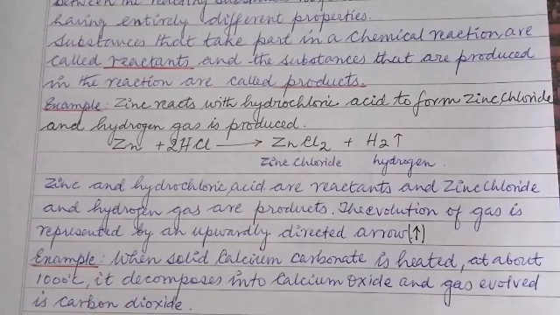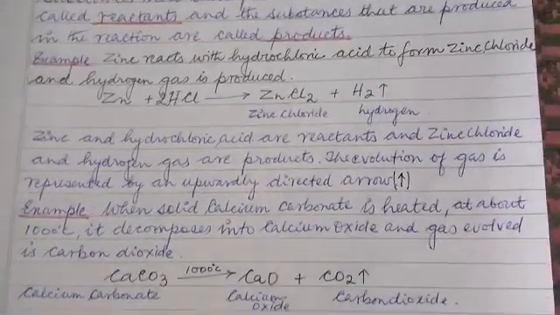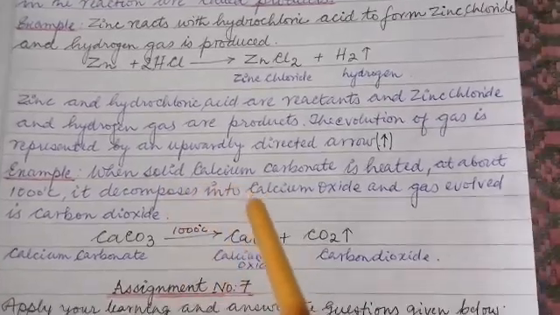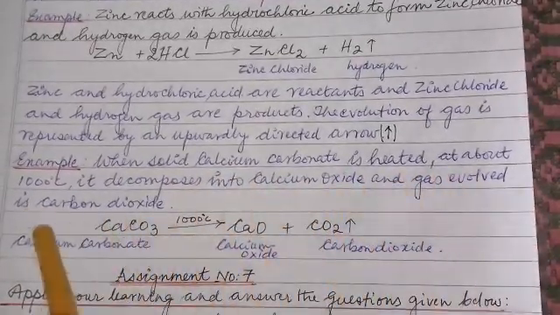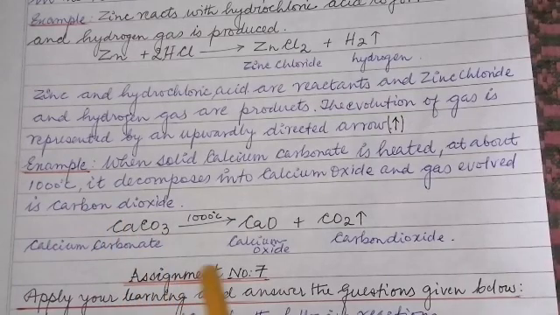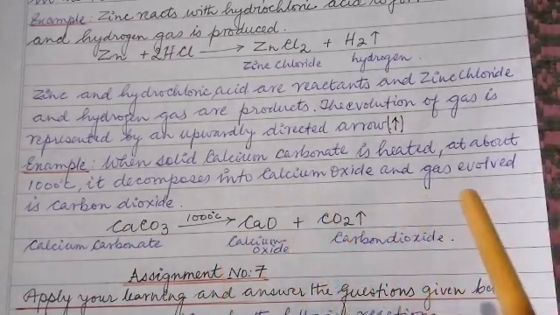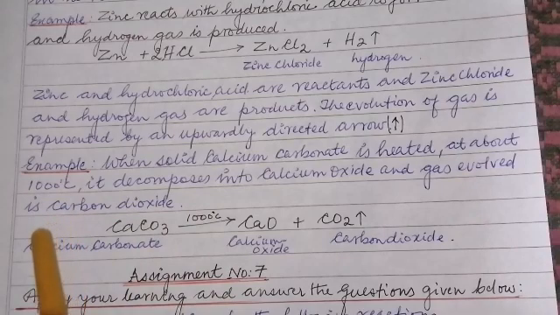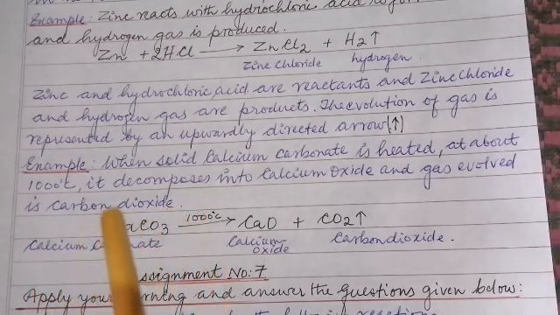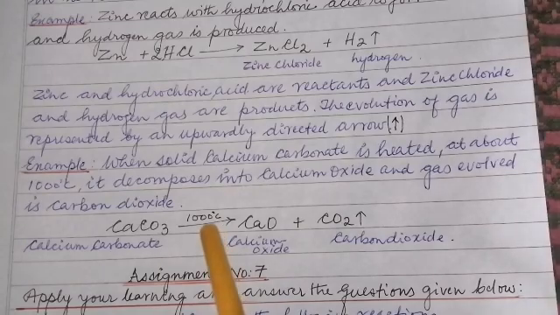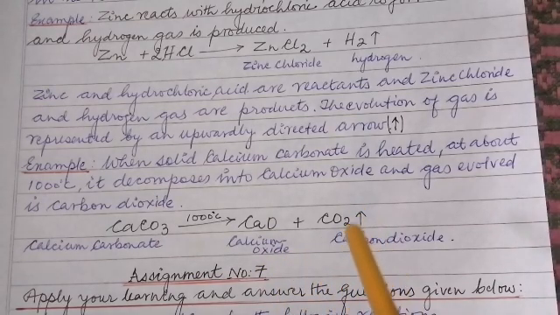Now let's take another example. When solid calcium carbonate is heated at about 1000 degrees Celsius, it decomposes into calcium oxide and gas is evolved, which is carbon dioxide. So let us take a look at the equation. CaCO3, which is calcium carbonate, on heating to a temperature of 1000 degrees Celsius, it gives calcium oxide, which is a solid, and gas is evolved. Which gas is that? Carbon dioxide.